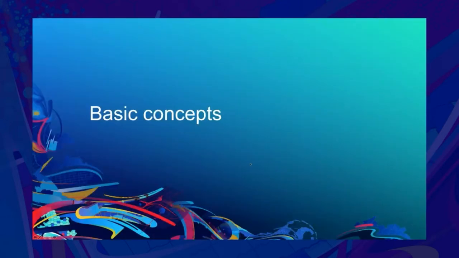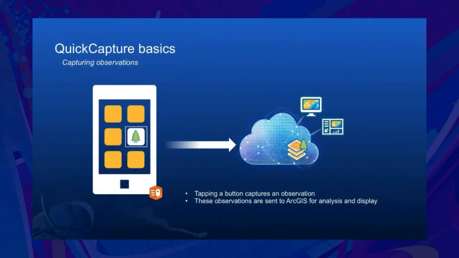Next, I want to take you through some QuickCapture concepts in order to provide you with a good foundation of the mobile application. In QuickCapture, tapping on a button creates a type of observation. For example, one button could capture an evergreen tree and another a deciduous tree. In ArcGIS, observations are represented as features, and these features are submitted to feature layers. For example, I may have a tree layer, and if I added this tree layer to a map or dashboard, I'll be able to see all the tree features that were submitted to it from QuickCapture.